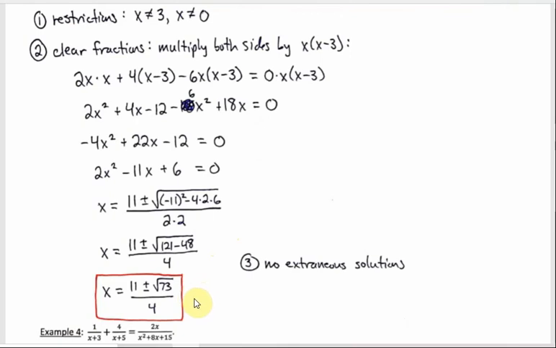Both of those numbers are going to be fine, right? The restrictions are 3 and 0. These numbers are not 3 and they're not 0, so we've got no extraneous solutions, so we're good to go with those two.